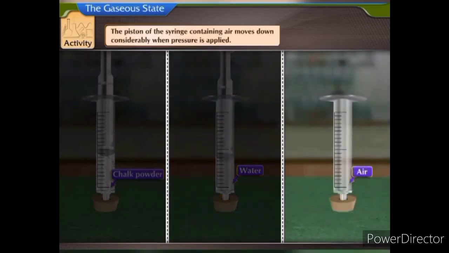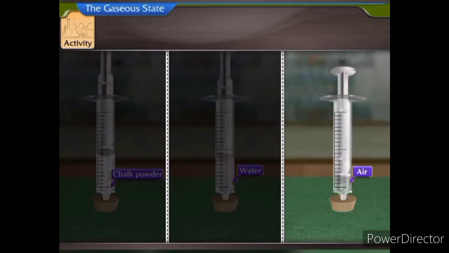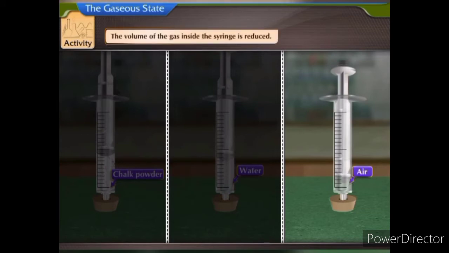The piston of the syringe containing air moves down considerably when pressure is applied. This indicates that the volume of the gas inside the syringe is reduced. Thus, on applying pressure, air gets compressed.